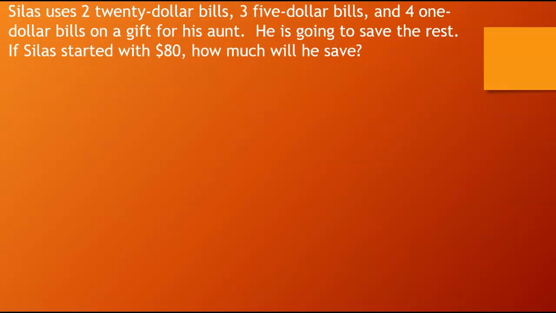Okay, I'm going to read this one to you, and I want to see if you can try and figure out this one on your own. Silas uses 2 $20 bills, 3 $5 bills, and 4 $1 bills on a gift for his aunt. He is going to save the rest. If Silas started with $80, how much will he save? Go ahead and do this problem on your own, and then we'll compare answers when you're done. So push pause and then push play when you're done.